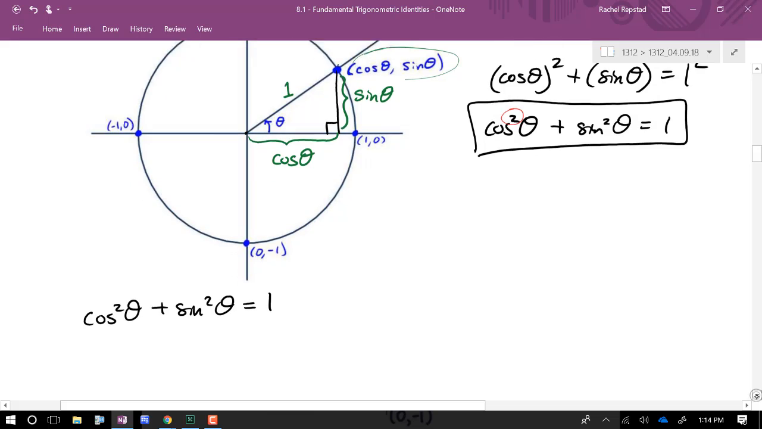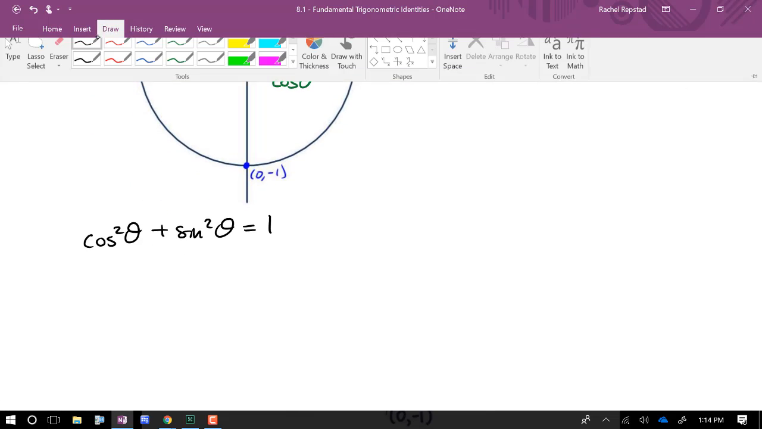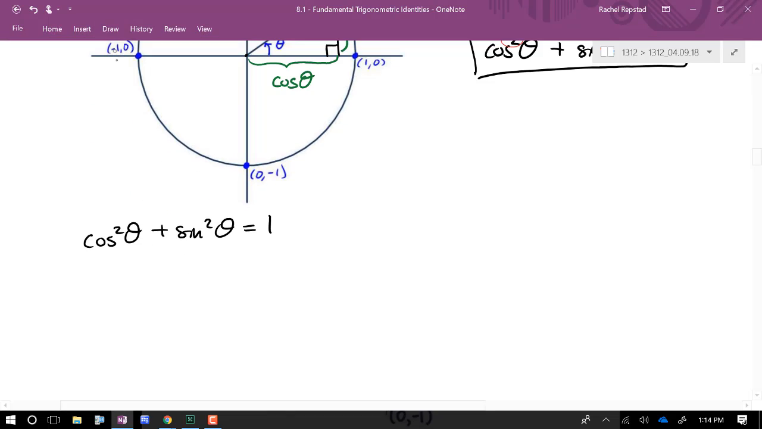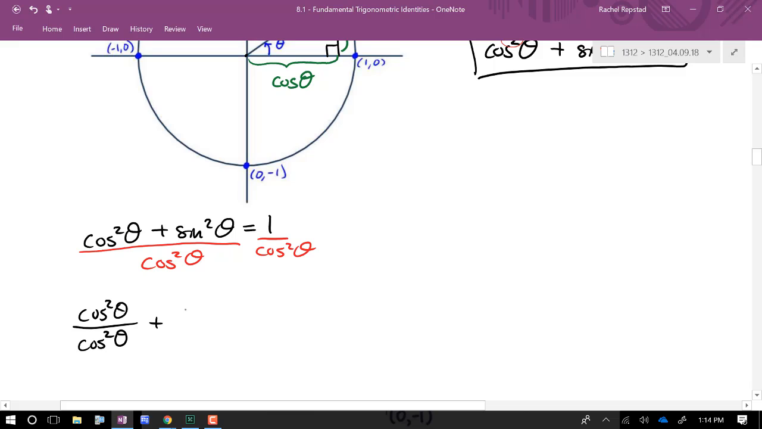So let's say I take this equation and I divide both sides by cosine squared. Well, that means on the left side, because I have a sum divided by cosine squared, I can split this up. Cosine squared theta over cosine squared theta plus sine squared theta over cosine squared theta is 1 over cosine squared theta.